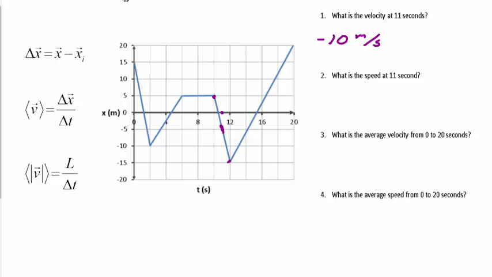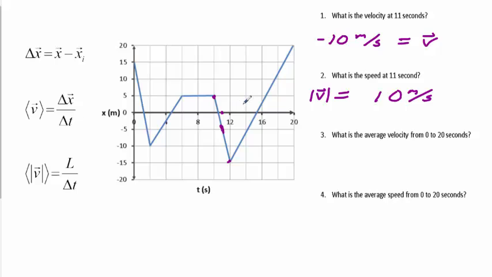It says, what is the speed at 11 seconds? Well, remember, the speed is just the magnitude of the velocity. So here's the velocity. The magnitude of that velocity is just ignoring the direction. In the case of one-dimensional motion, the direction is tied up with what the sign is. So if the velocity is negative 10 meters per second, the speed is simply 10 meters per second. So you just calculate the slope and then ignore any signs.